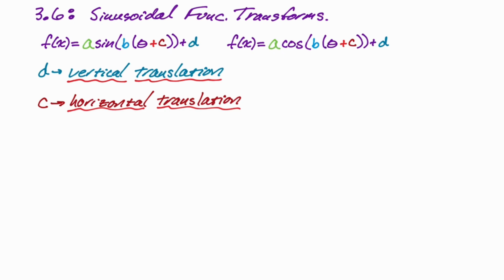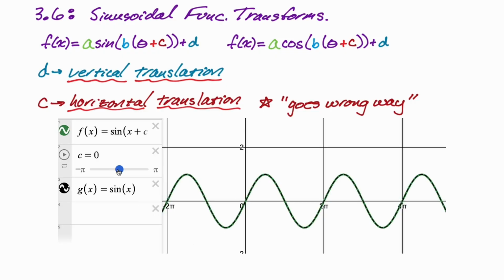Okay, so after we talk about that, we then have to talk about horizontal translations, which are C. C isn't really the horizontal translation. The horizontal translation is actually the opposite of C. Again, translation doesn't change the shape, just changes where it is. So I'm going to put a star here and say this goes the wrong way. If C is positive 6, you will shift 6 units to the left. And if C is negative 5, you will shift 5 units to the right, which is a little bit annoying, but it's just the model that they chose.